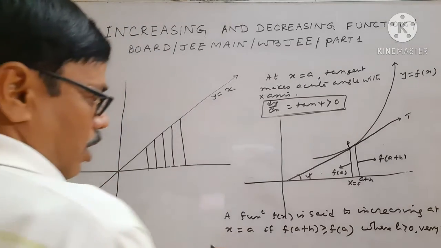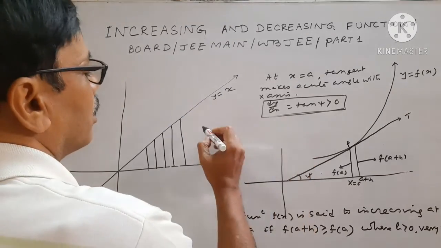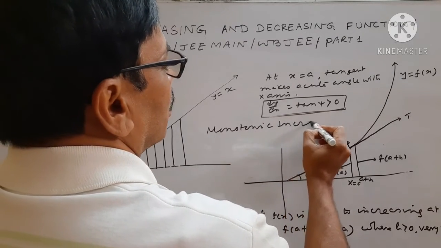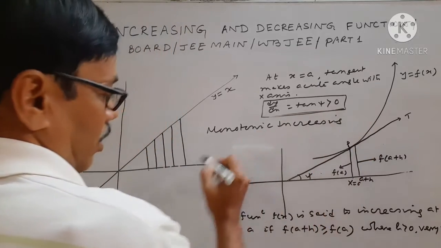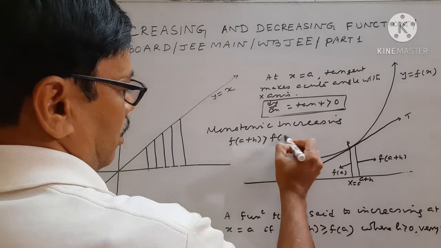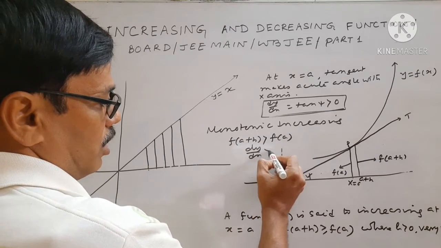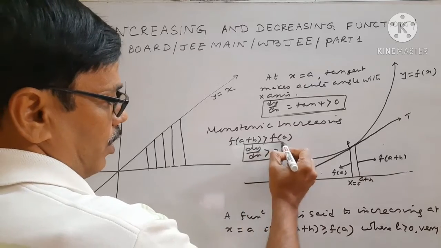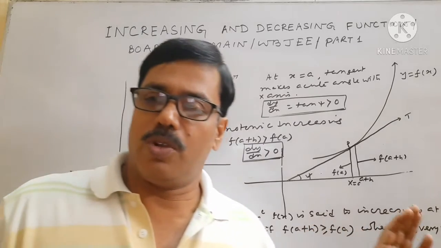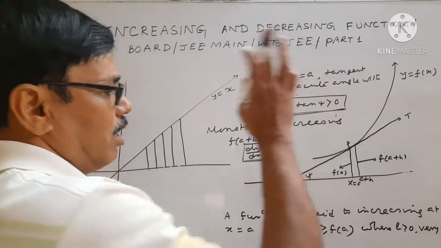So strictly increasing or monotonic increasing: if f(a plus h) is greater than f(a). So in this case also, what is the condition? dy/dx greater than 0. So unless otherwise stated, for increasing, we consider it as monotonic increasing or strictly increasing.